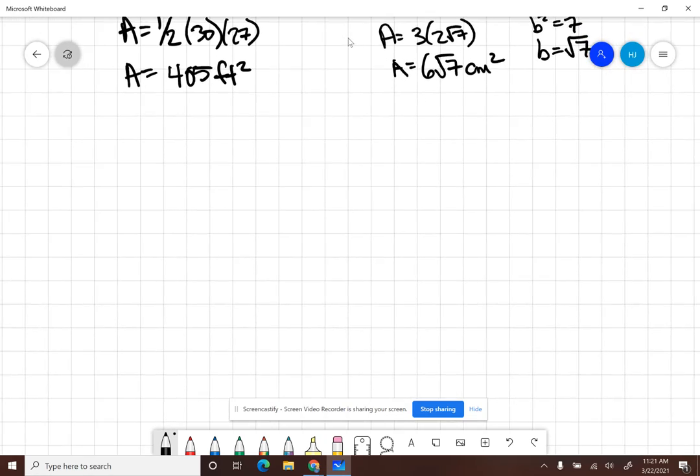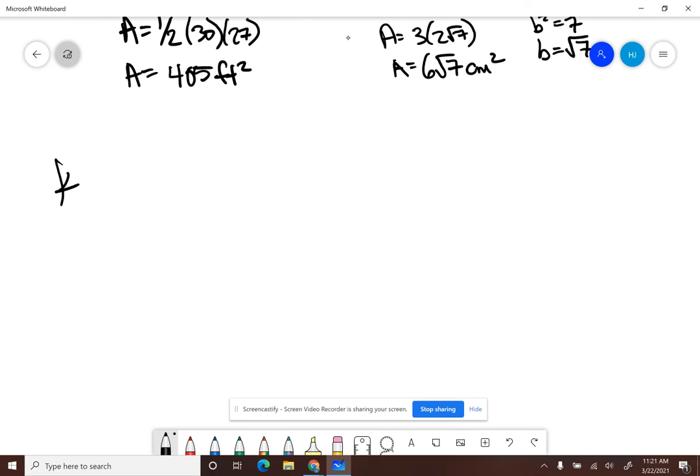So now let's talk about a kite. Let's look at a couple examples of a kite. And again, same exact formula, we just have a little bit different figure that we're talking about.